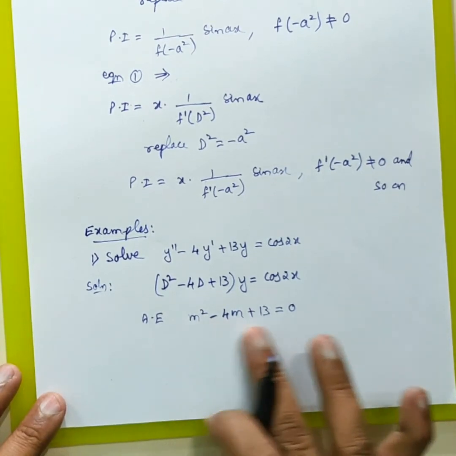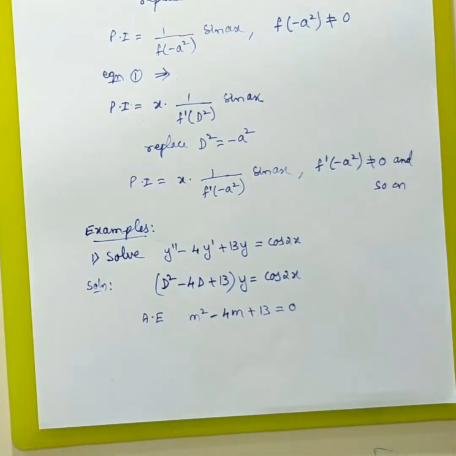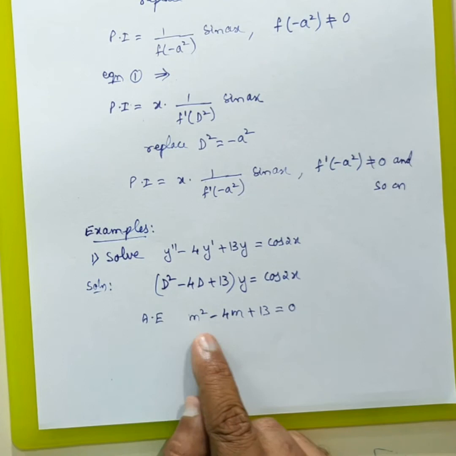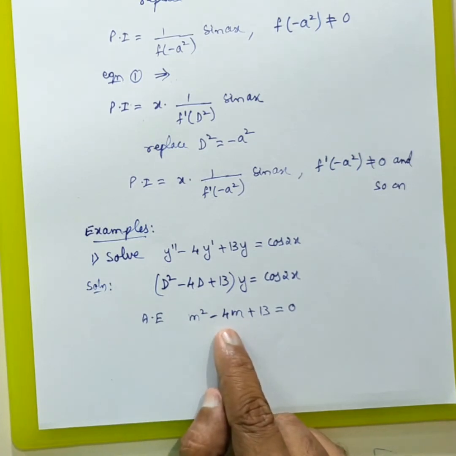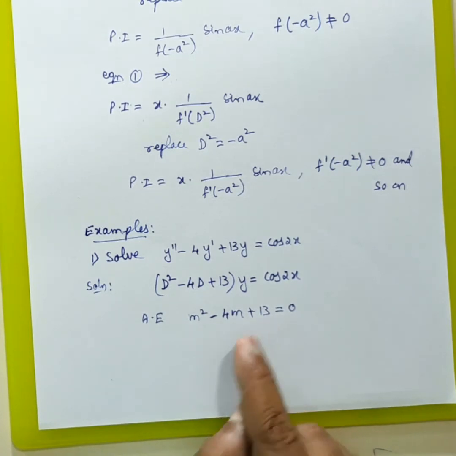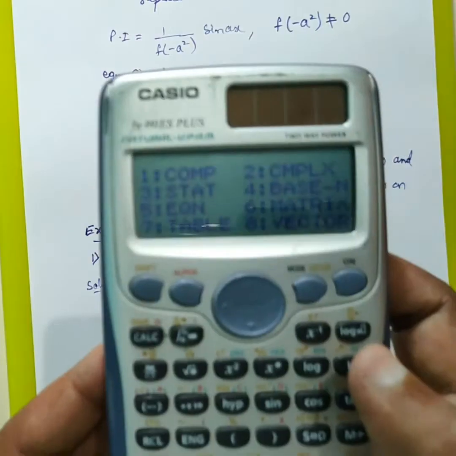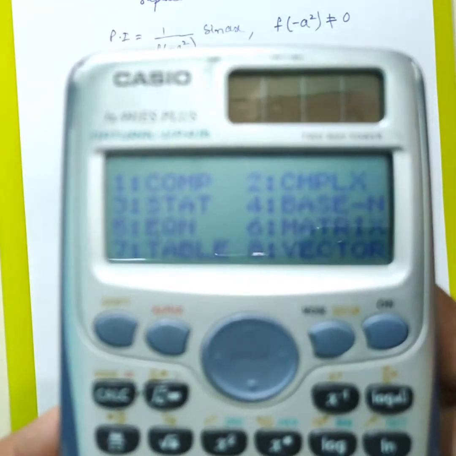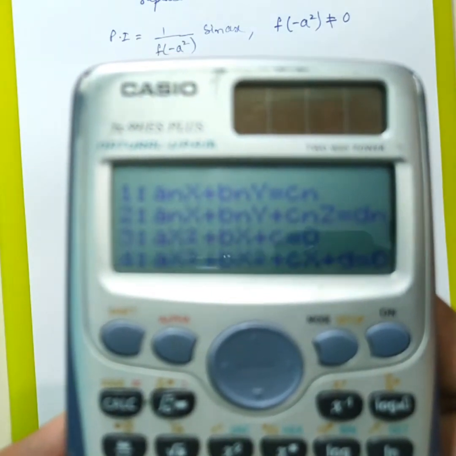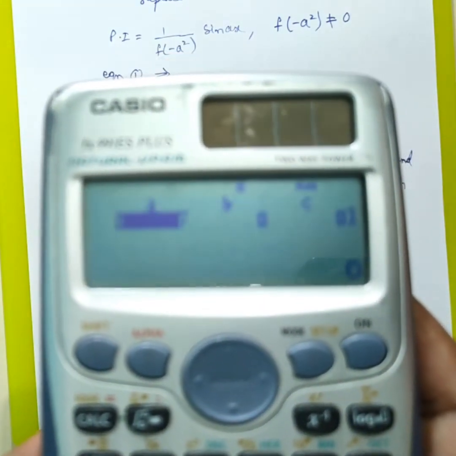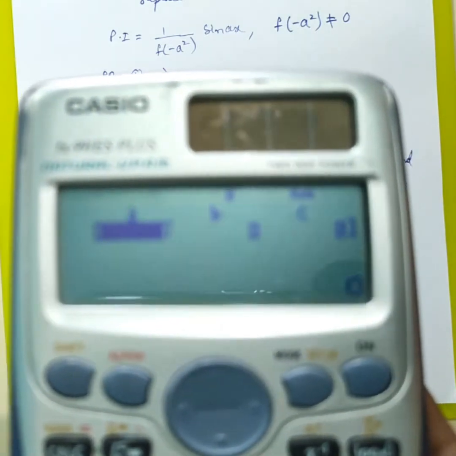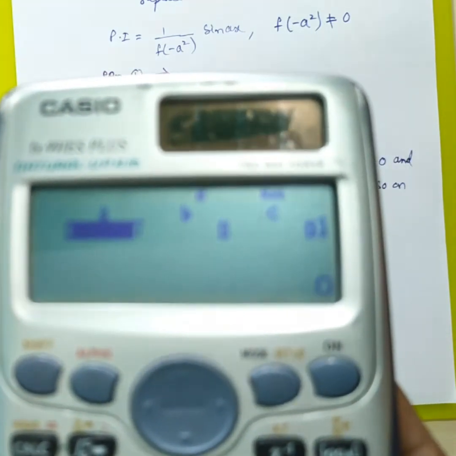Let us find the roots of the equation by using the calculator. The coefficient of m square is 1, the coefficient of m is minus 4, and the constant term is 13. In your calculator, you can press MODE, then choose the equation option. You have to use option number 3, then type the coefficients. The coefficients that you have is 1.